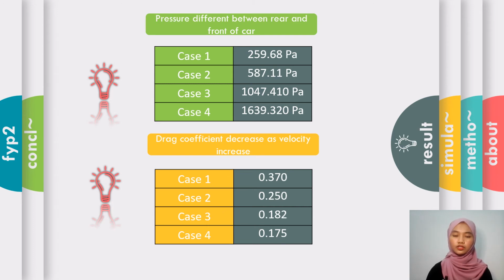Next, the table shows the drag coefficient of each velocity. We can see that the drag coefficient decreases as velocity increases. This can be proved from the drag coefficient formula, which is drag force divided by half rho times area times velocity squared. From the formula, we can see that the velocity and the drag coefficient are inversely proportional. So, the higher the velocity, the lower the value of the drag coefficient.